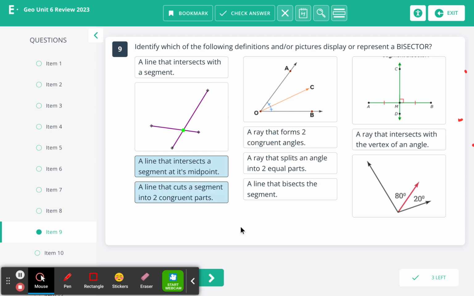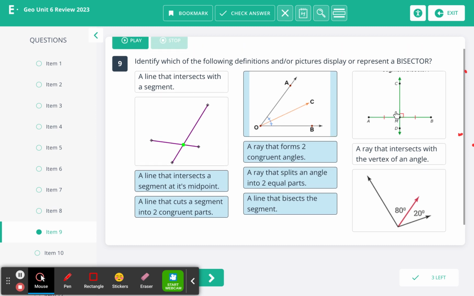That works. This diagram up here is going to be good because the ray OC is cutting angle AOB into two smaller but congruent angles. A ray that forms two congruent angles. That works. That's exactly what OC is doing. A ray that splits an angle into two equal parts. Yes. A line that bisects the segment. Yes, that works.